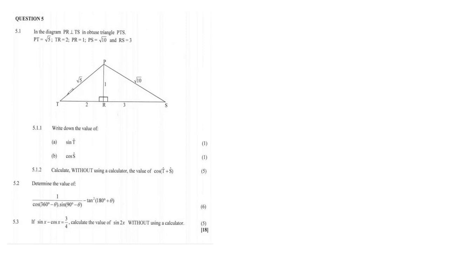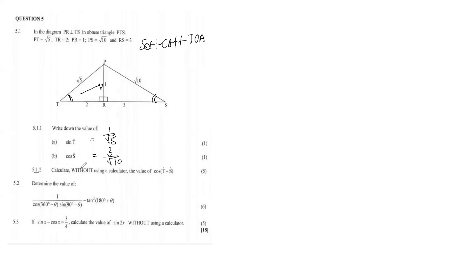So what we are just supposed to do here is go sine T. Here we know that sine, according to SOH CAH TOA, is opposite over hypotenuse. So this is my opposite side and then my hypotenuse. That means sine angle T is 1 over root 5. And then here cos S, that means I come here, and cos is adjacent over hypotenuse. So this is 3 over the hypotenuse, which is root 10. So that's all you needed to do for those.